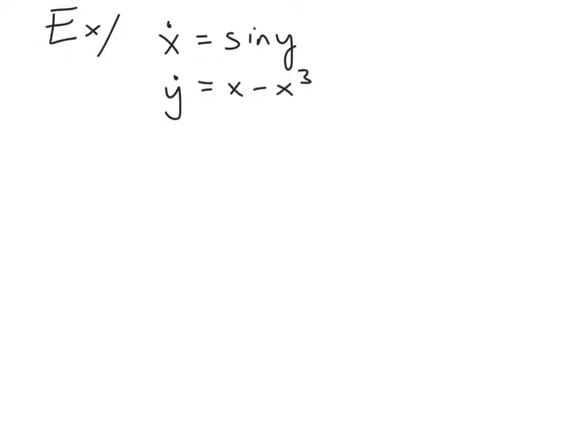I'm going to introduce conservative systems, but before we talk about conservative systems, let's start by analyzing this example system. In this example, we have x dot is equal to sine y, and y dot is equal to x minus x cubed, and I'm going to start by identifying all of the fixed points.